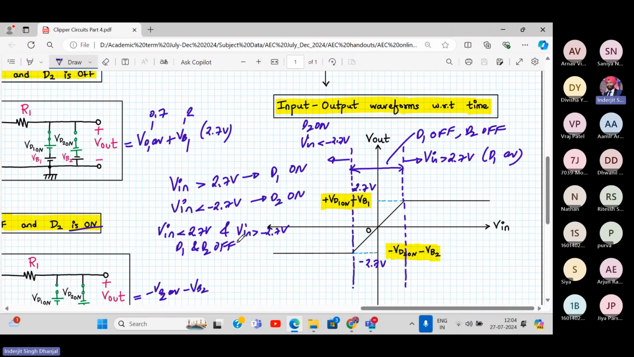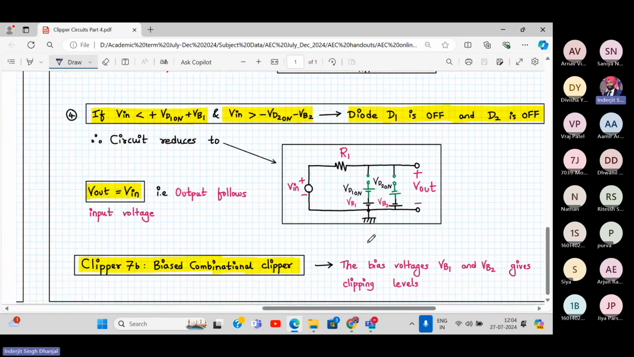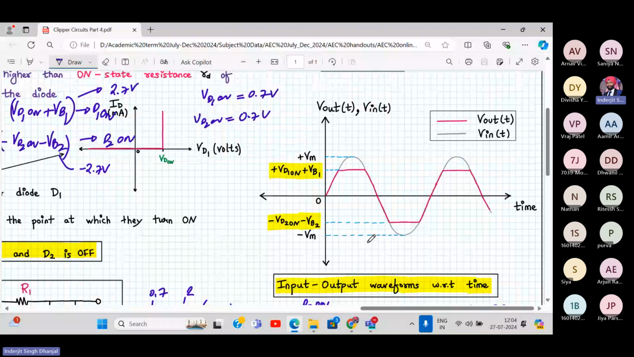The same thing is reflected over here in the input output waveform. How will the input output waveform be? I have not drawn it. Here it is. So the clipping level has increased. Earlier it was VD on. Now it has become VD on plus VB1. So these are my two clipping levels. Let me always draw the clipping level.